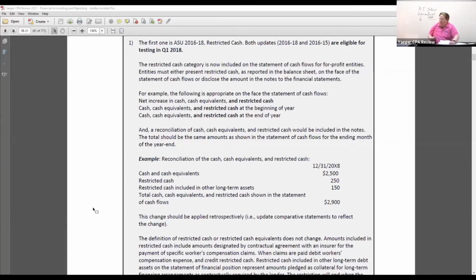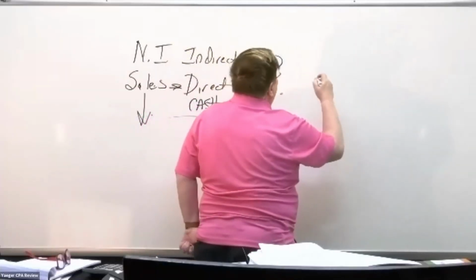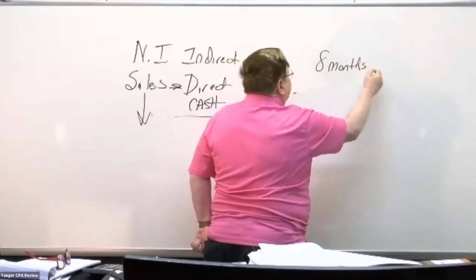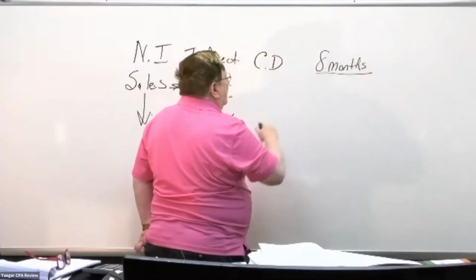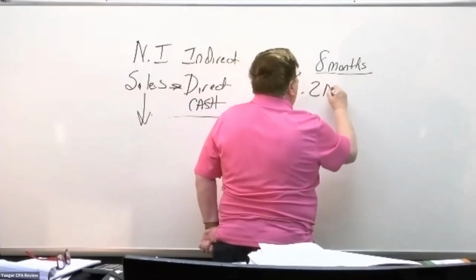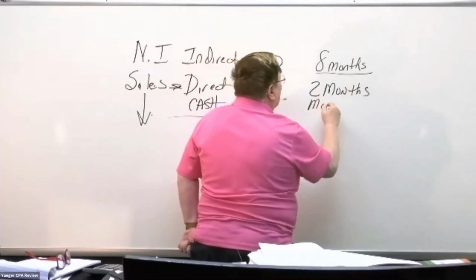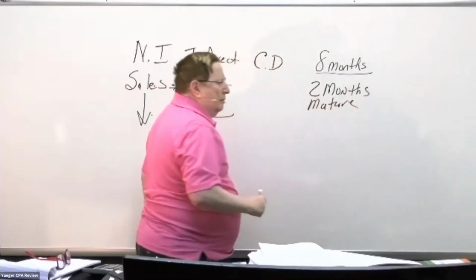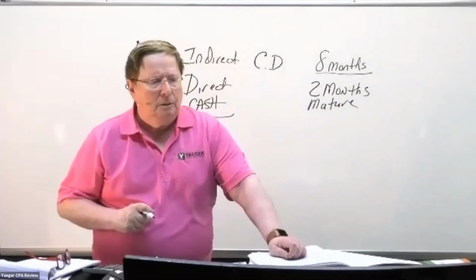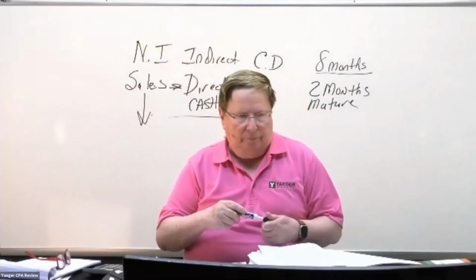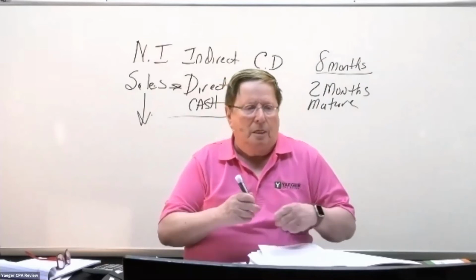less than 3 months. So let's assume I take out a certificate of deposit, a CD with a bank, and the original maturity was 8 months. But as of today, it's only 2 months until that CD matures. All right. Is this a cash equivalent? Yes or no? Yes, it is. Why is it? It's less than 3 months to its maturity date.